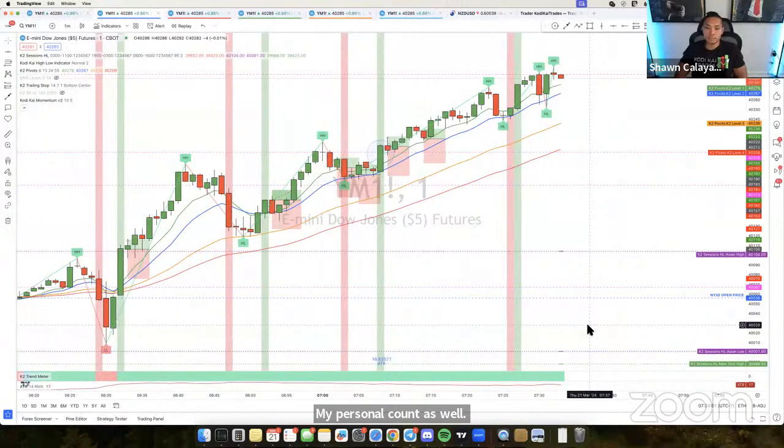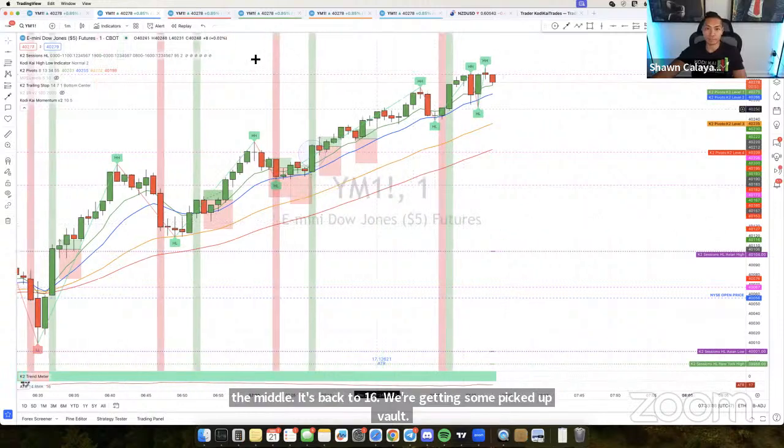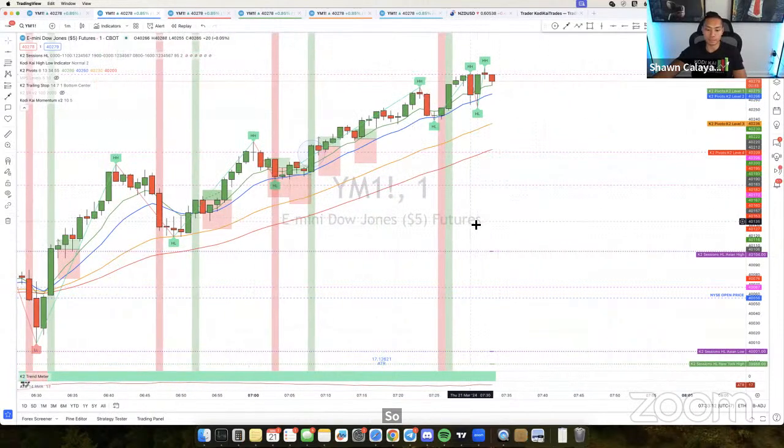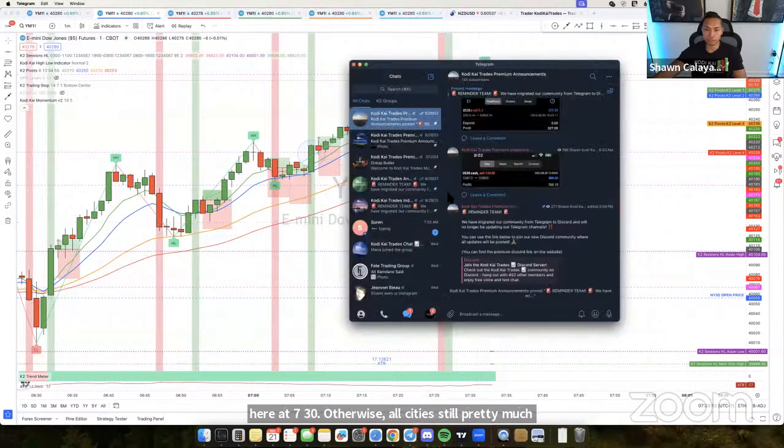All right, the volatility here is kind of right down the middle. It's back to 16. We're getting some picked up volatility here due to the news event that just happened right here at 7:30. Otherwise, the volatility is still pretty much, for the most part, kind of flat.